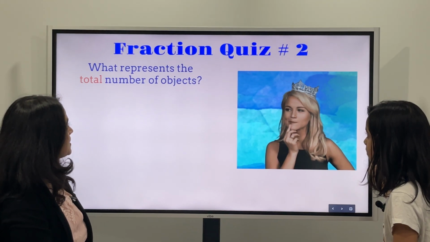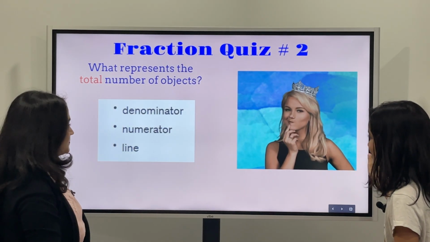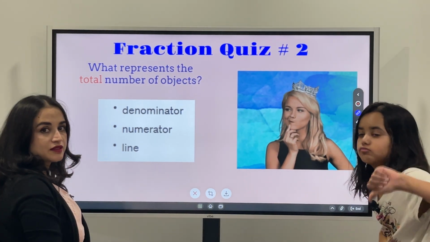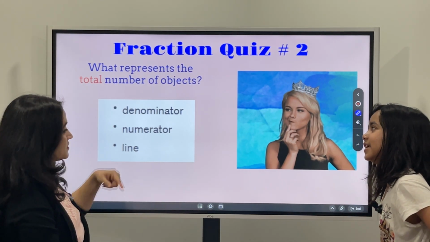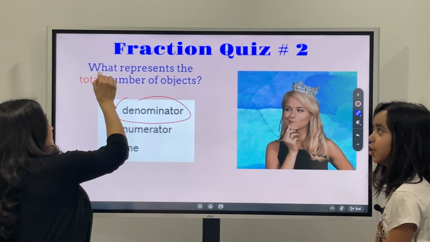So what represents the total number of objects? I know this. A, denominator, B, numerator, and third line. What is the main word here? Denominator. And why do you think that? I think because it says total.